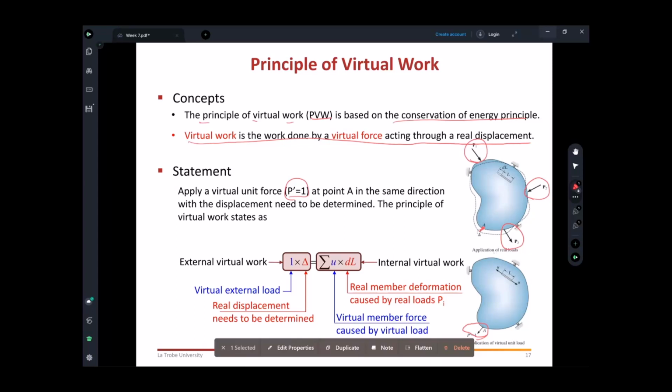Now, same thing, external work equal to internal work, right? External virtual work, the 1 that we put times the displacement where the external work is done, equal to internal work done, and then we can find these displacements, right? So it's very simple, not so difficult.